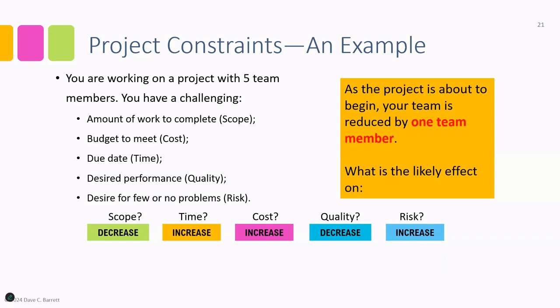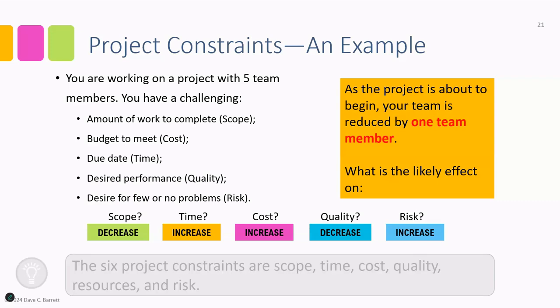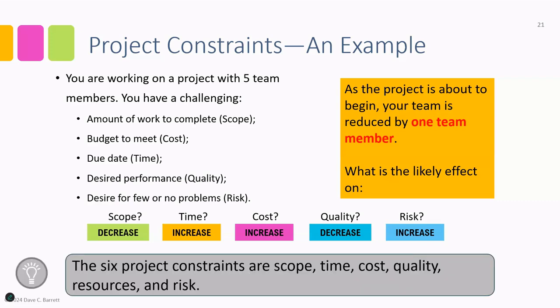And this is what project managers do for a great deal of the project, which is to manage these constraints. So key idea, the 6 project constraints are scope, time, cost, quality, resources, and risk. And these are things that are managed.